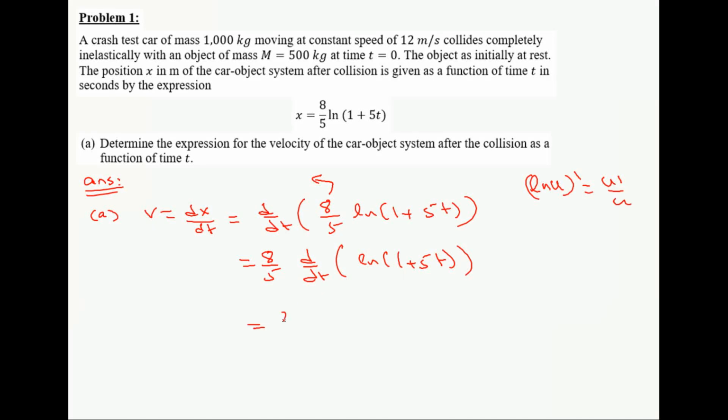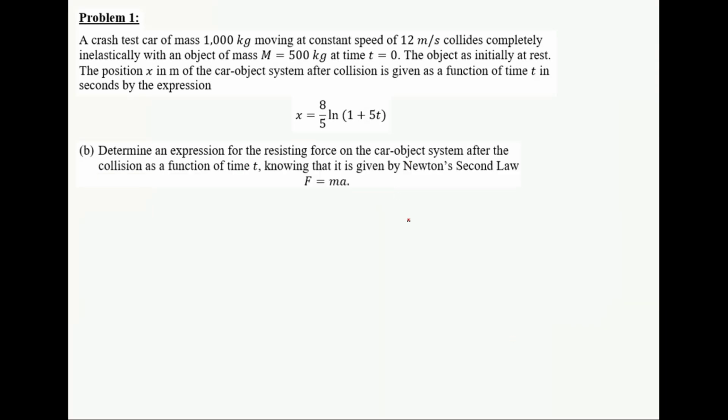So that would be given by 8/5 multiplied by the derivative of the linear term, which would be a constant, 5, divided by 1 + 5t. The 5 and 5 cancel, and the velocity of this combined system would be given by 8 over 1 + 5t. So let me write the answer for the velocity here: 8 over 1 + 5t. Notice that here I didn't put the unit to be meters per second because it is expressed in terms of another parameter.